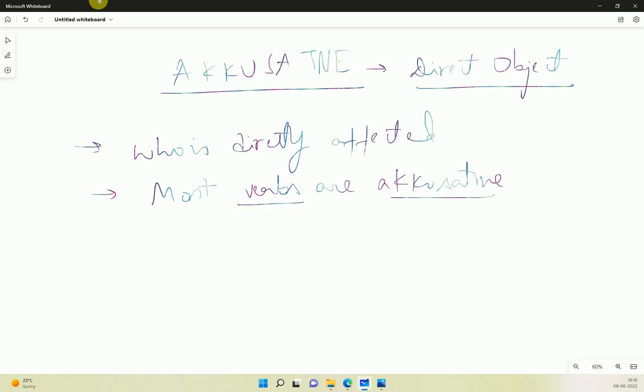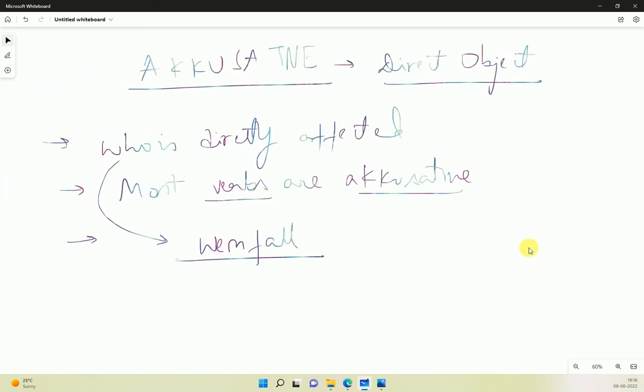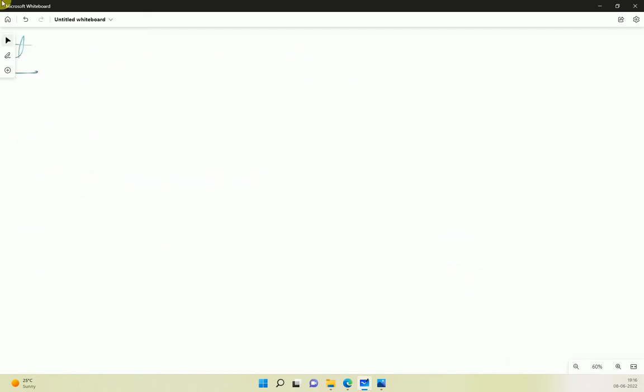Now further, because it is who is getting directly affected, it is Wen-Fall, W-E-N, Fall. So this is another name for the accusative. Now we'll go with some examples. As I told you, most verbs are in accusative. So we will take up some examples now. Let's say I give a question, a Frage.